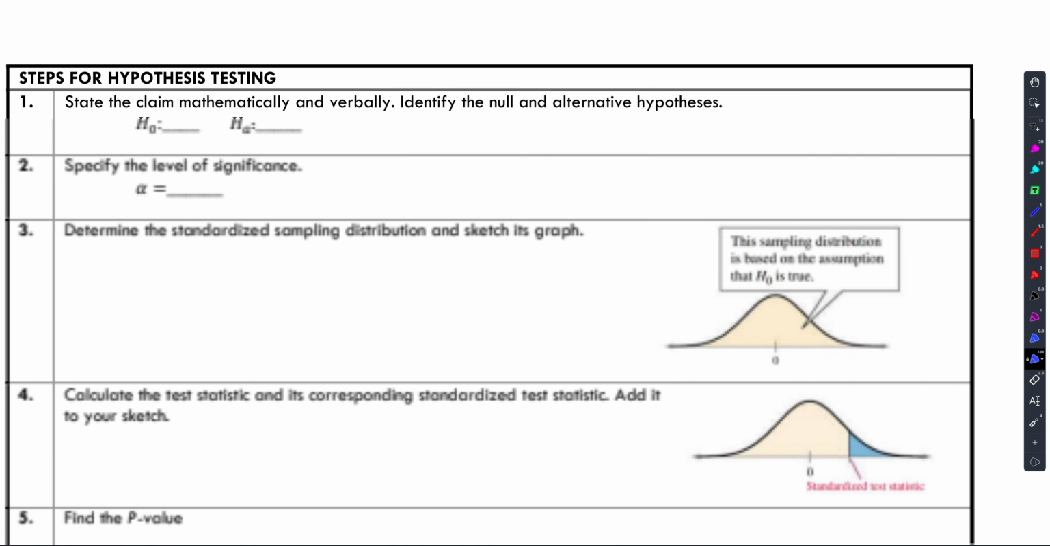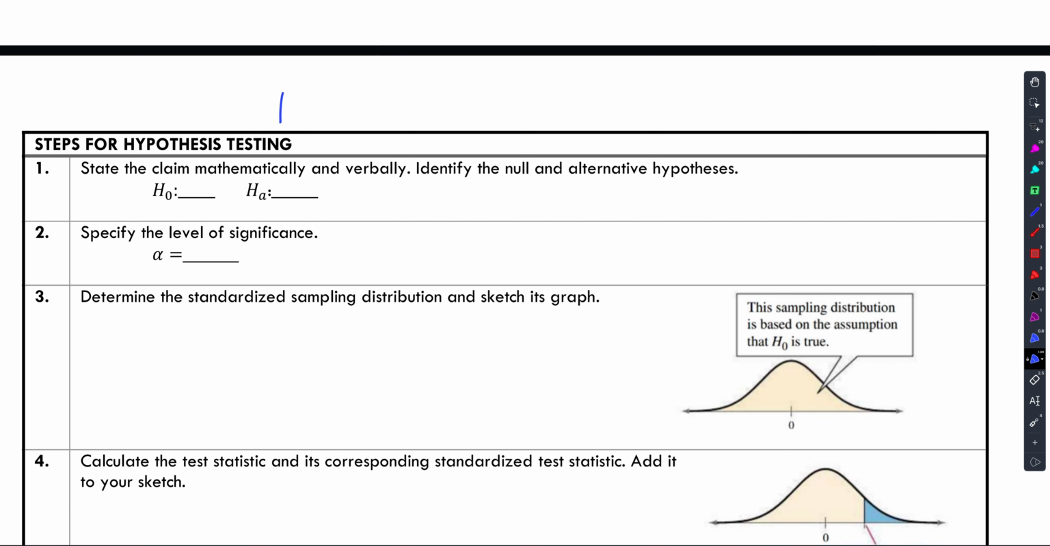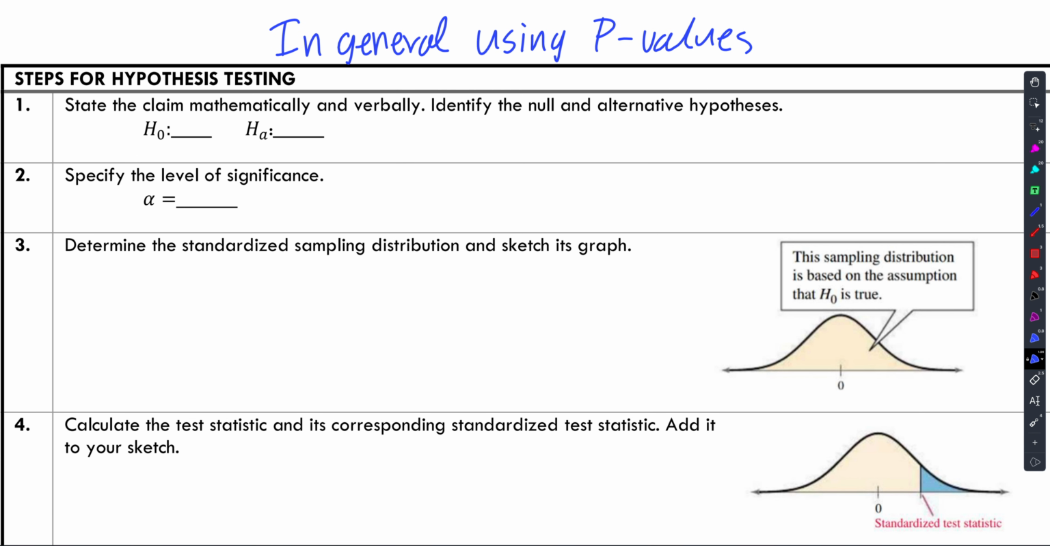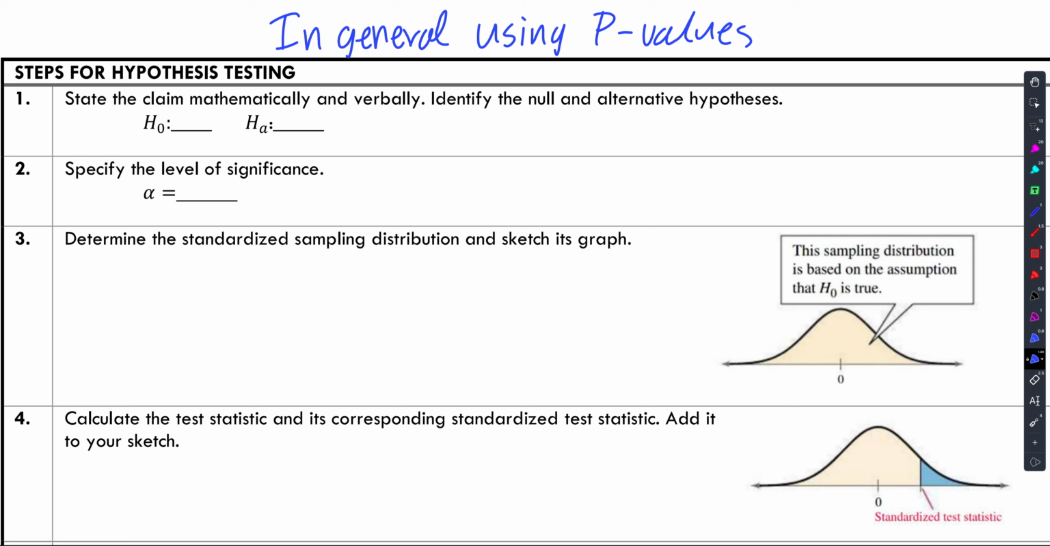All right, so here are steps for hypothesis testing in general using p-values. Because there are other steps that don't use p-values to do a hypothesis test. Okay, so this one does use p-values. All right, but the first step, honestly, always for any type of hypothesis test that you're going to do is to state your hypotheses and identify which one is the claim, okay?